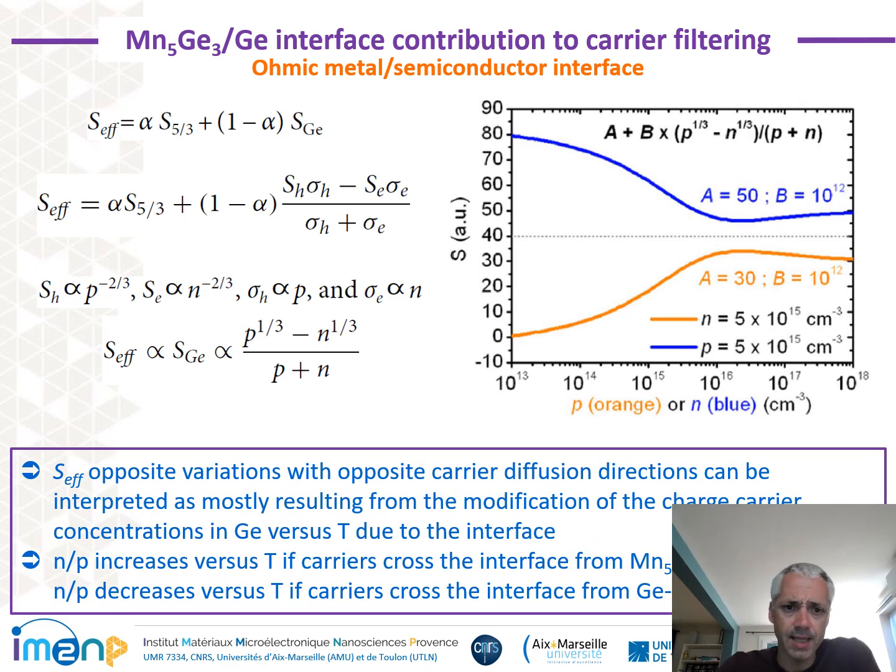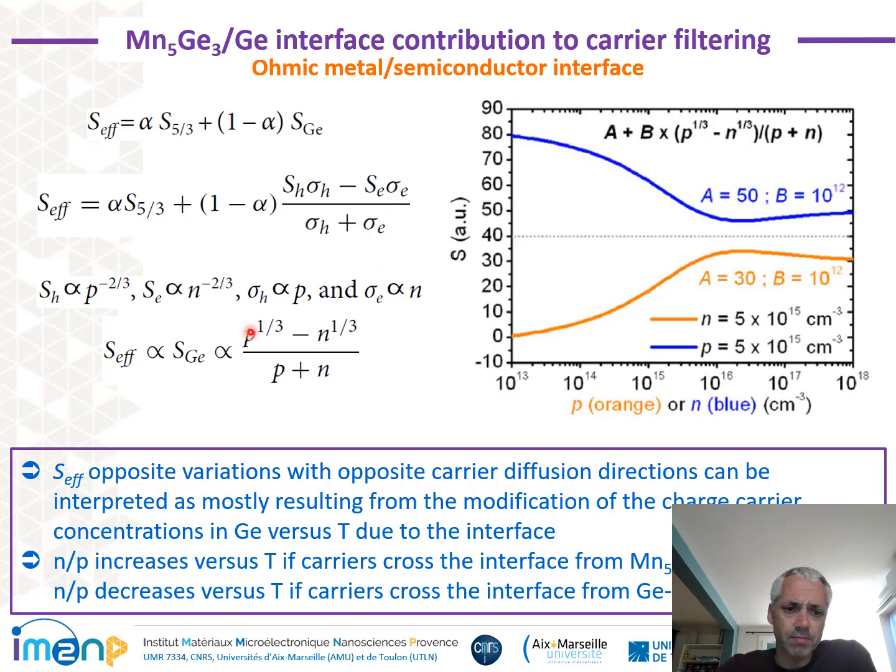So in order to understand that, we have to go back to the expression of this effective Seebeck coefficient, that should be the sum of the two Seebeck coefficients for the Mn5Ge3 compound and germanium, weighted by a coefficient here. But we have to understand that in germanium, as it is a doped p-type layer, actually we have two channels because we have two carriers. The holes, the majority carriers, and the electrons, the minority carriers, that correspond to the bipolar effect of the semiconductor.